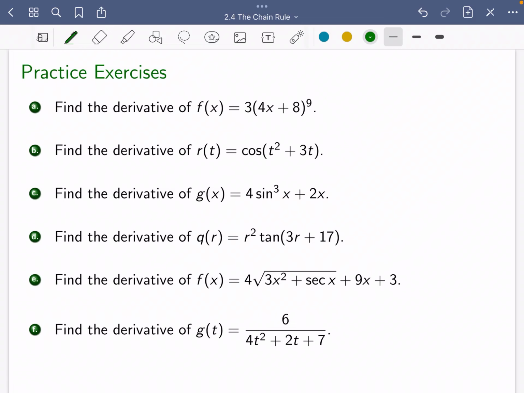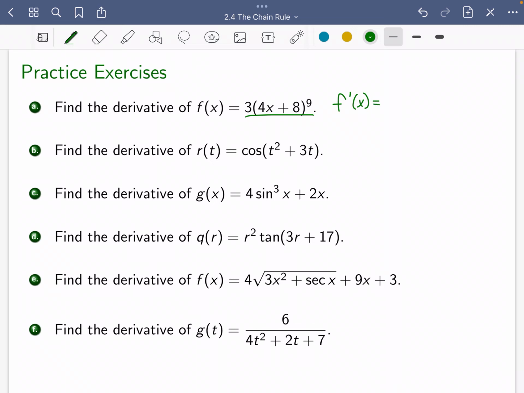In this video, we are going to do a few more examples where we are going to find derivatives that require the use of the chain rule. So let's look at our first example. Let's find the derivative of f of x if f of x is equal to 3 times (4x plus 8) raised to the 9th. So our derivative of this.